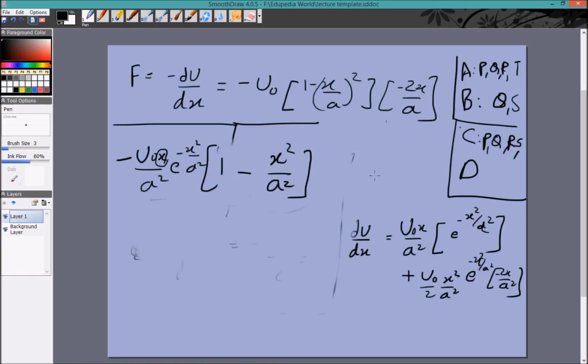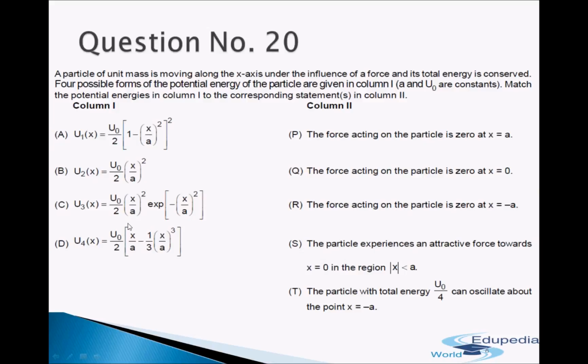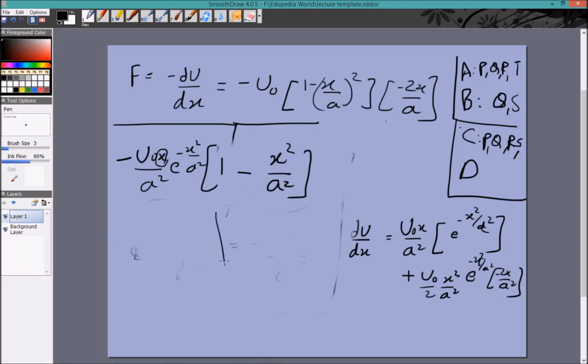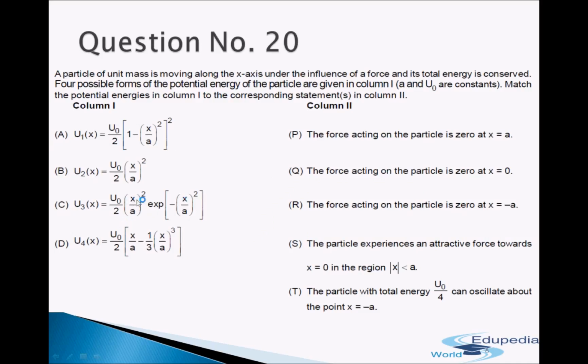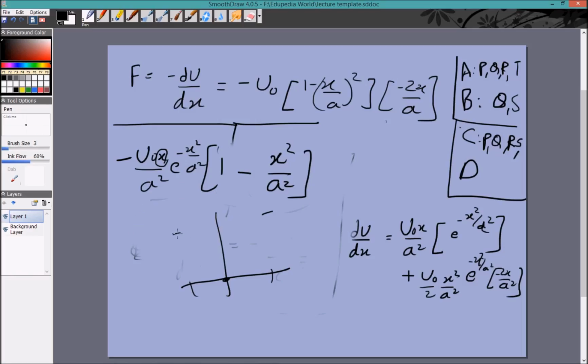What about T? For T, we need to know if it can have simple harmonic motion. So even though it is an equilibrium position, let's look at the values of u in this case. So when x is equal to 0, u is 0. When x is equal to a or minus a, u is equal to u naught by 2a. So here it is 0, a or minus a. It has a particular positive value, u naught by 2a. Right. So obviously it has to be something like this.